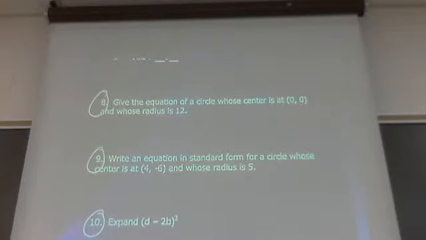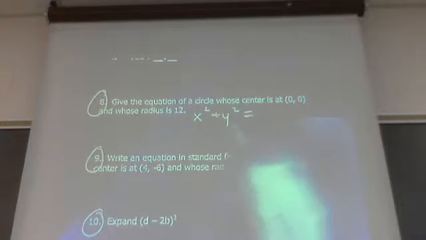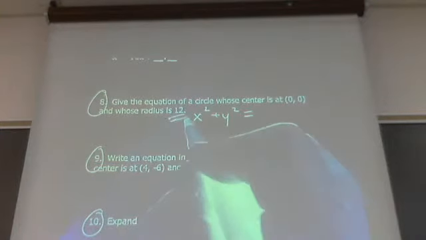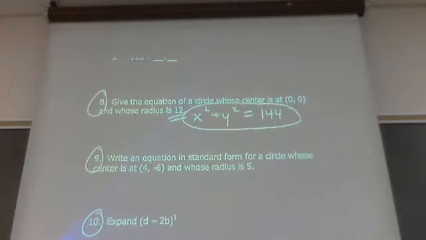Give the equation of the circle whose center is at 0, 0, radius is 12. Well, if your center is at 0, 0, then that's fairly easy. So all I need to do is take the 12 and do what to it? Square it.